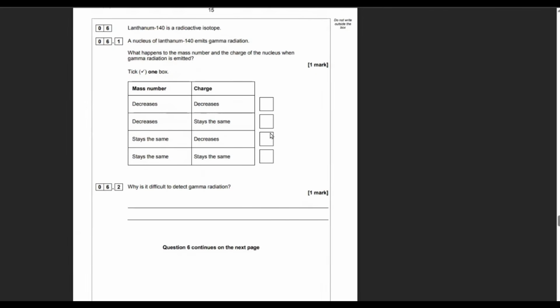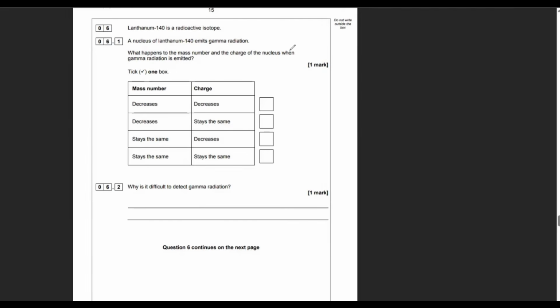Right, question 6. Lanthanum 140 is a radioactive isotope. A nucleus of lanthanum 140 emits gamma radiation. What happens to the mass number and the charge of the nucleus when the gamma radiation is emitted? Emitted means goes out. By the way, this number 140 is just the way of naming that isotope. You don't normally use that in a calculation.